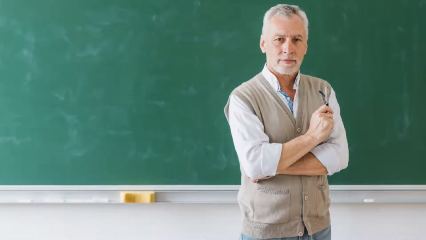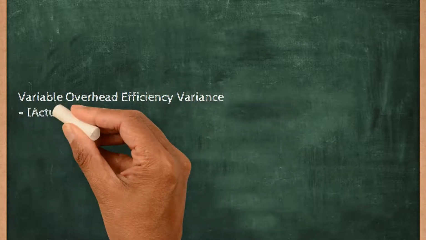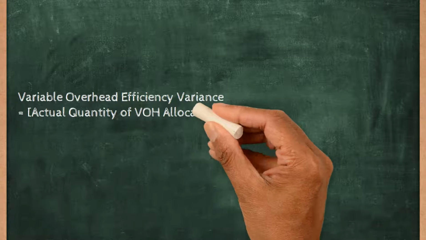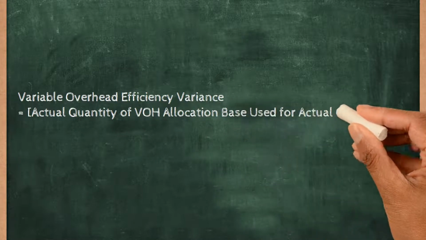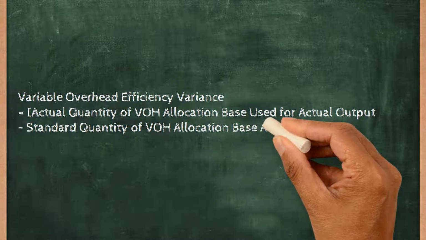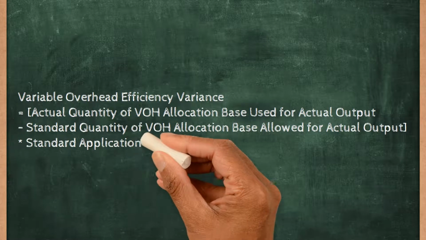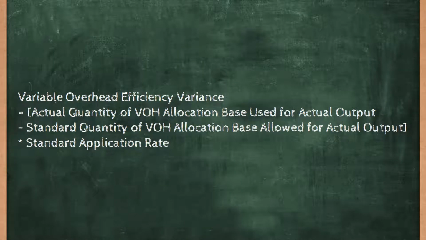Formula of variable overhead efficiency variance. Variable overhead efficiency variance is equal to the actual quantity of variable overhead allocation base used for actual output minus the standard quantity of variable overhead allocation base allowed for actual output, multiplied by the standard application rate.